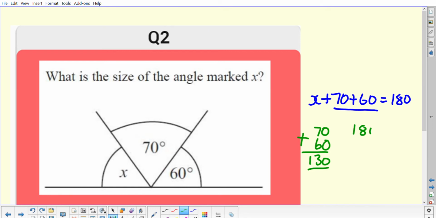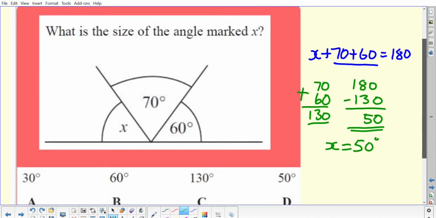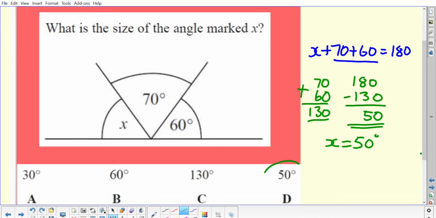So to work out the missing one, if we take that away from 180, you'll find that we have 50 degrees. So your angle X is 50 degrees. So the angle that you should have been choosing, or the answer rather, was answer D.